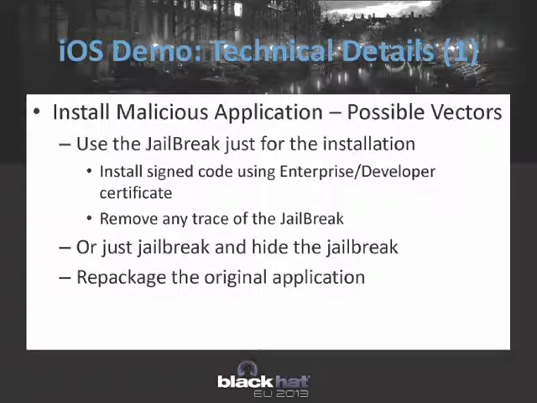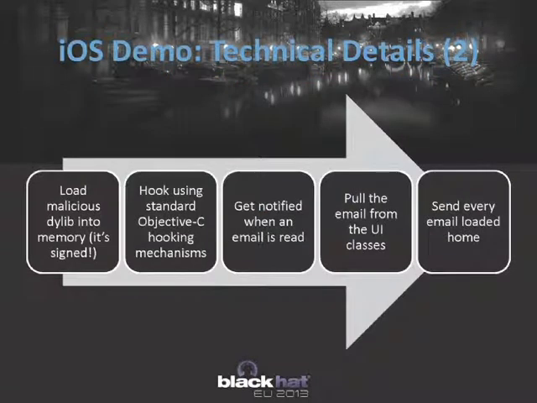Now, a third solution is to repackage the original application. If you're targeting a specific application, you can take it and repackage it so that you have your malicious code as part of the original application. Once we have our malicious dynamic library loaded into memory, we'll go into that in a minute, we can hook the application using standard Objective-C hooking mechanisms. The only thing we need to do is get notified when an email is being read, when it's being displayed on the UI. We pull the email out of the UI, and then we just send it home. We do this for every email that's read, as it's being read.